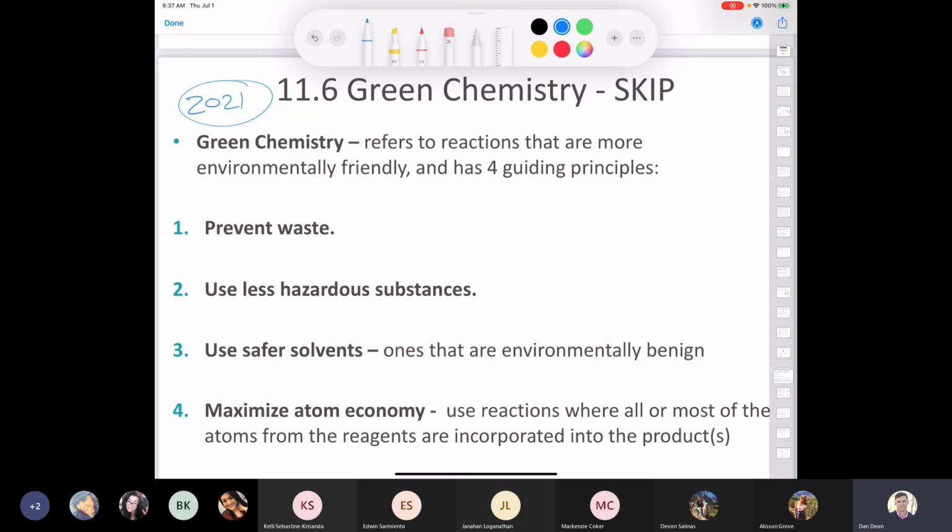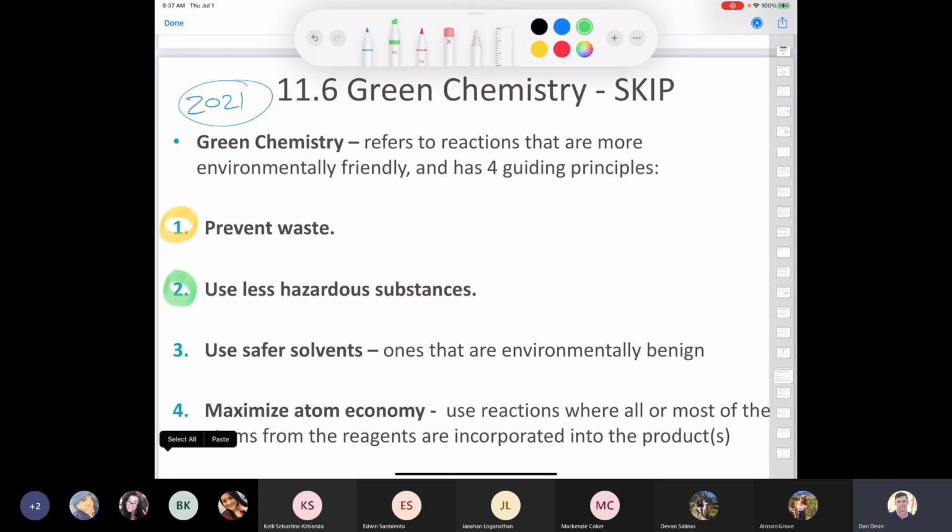Let's face it, chemistry does cause a lot of waste. And so when we can avoid waste, that's always going to be a good thing, right? That's not just a good thing for a chemist. That's a good thing for anybody on the planet, as far as I'm concerned. So we want to try to prevent waste as much as possible.